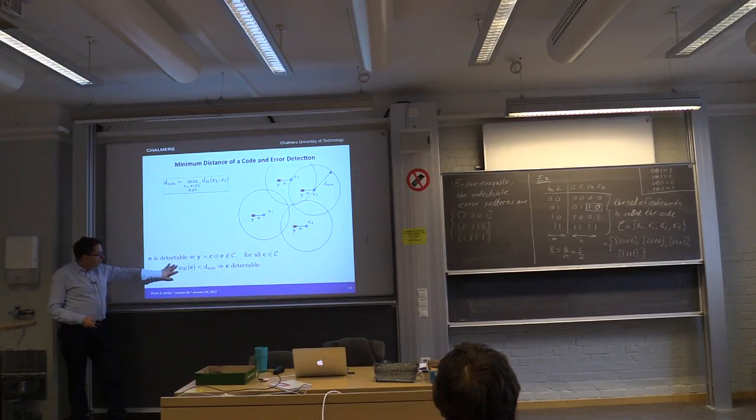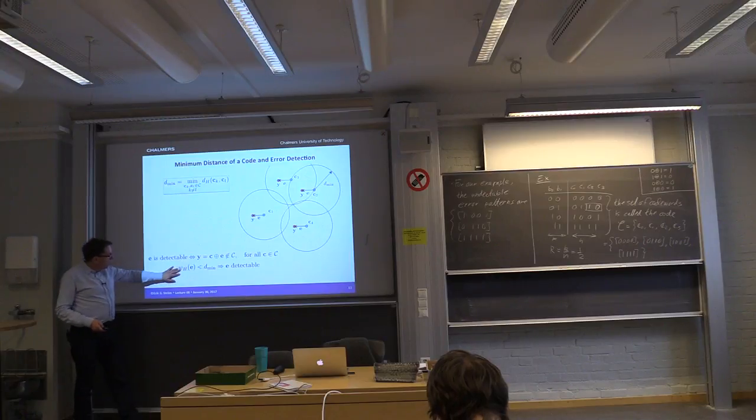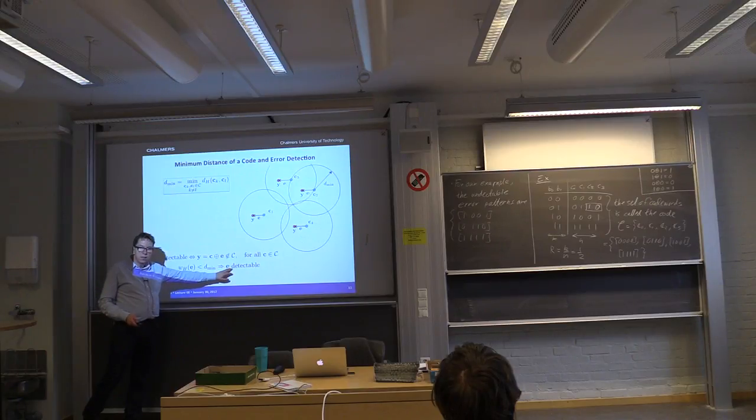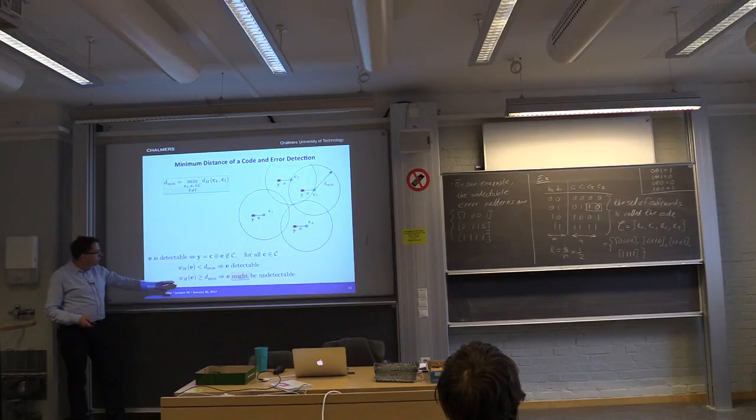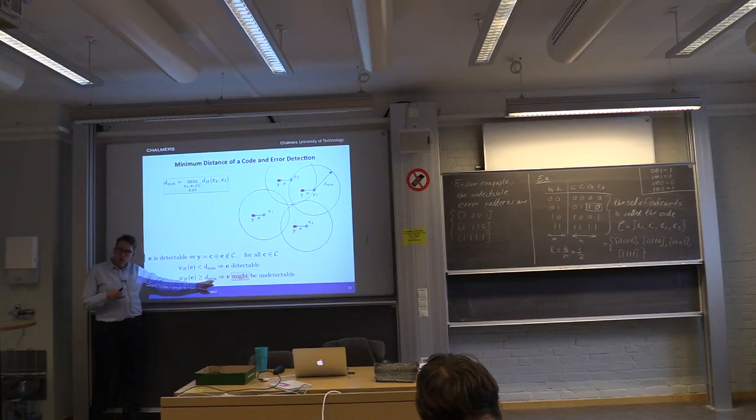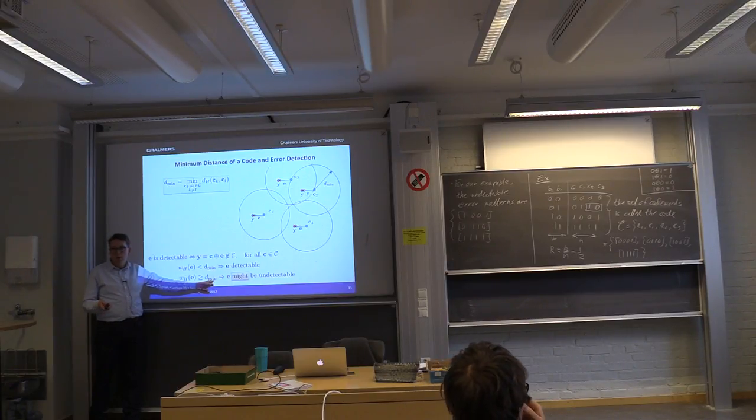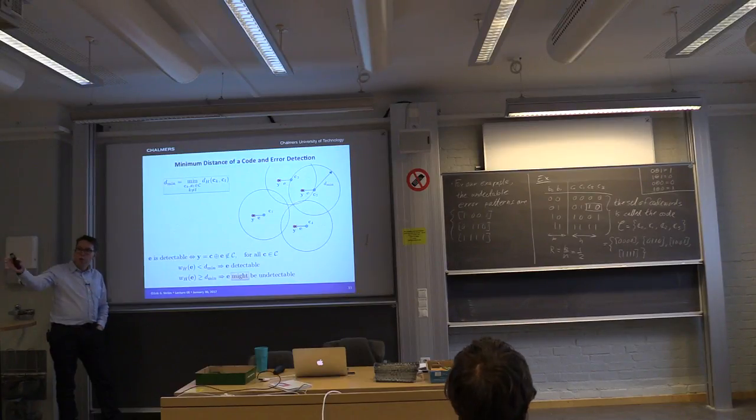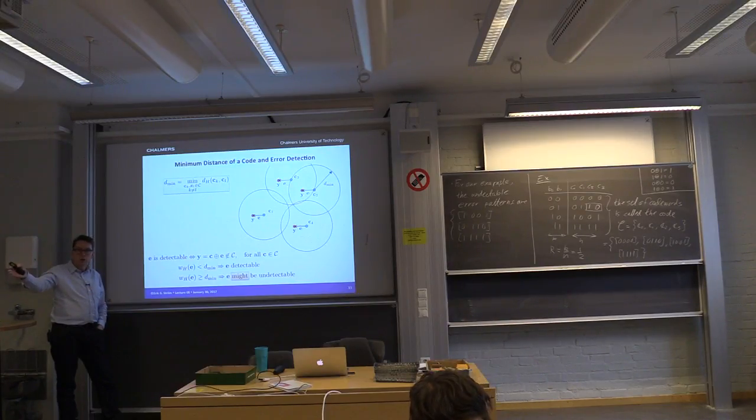Now, the weight of the error pattern being less than the minimum distance implies that E is detectable. Can we turn this around? No, we cannot. So if the Hamming weight of the error is larger than or equal to the minimum distance, we're not sure if it's detectable or not. It could be detectable, but it could also not be the case. Okay? And why is that? Well, it's because an error pattern not only has to have the right length, it also needs to point in the right direction in order to reach another code word.